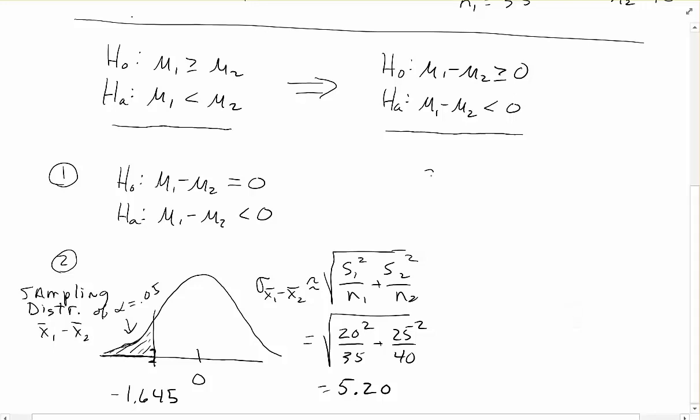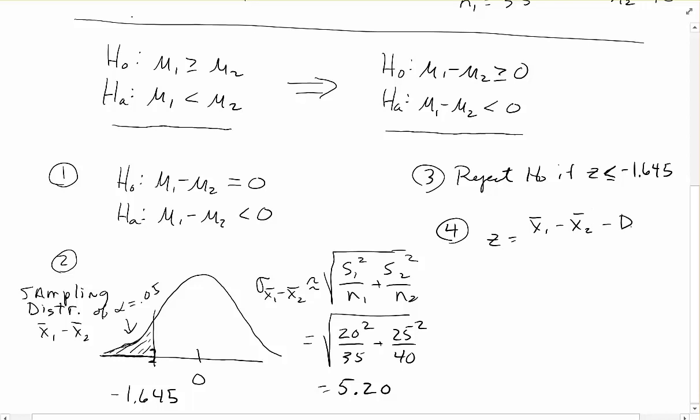So I can write a rejection rule. I could say reject H sub 0 if z is less than or equal to negative 1.645. And what z am I talking about? I'm talking about the test statistic. In this case, the formula for that would be x1 bar minus x2 bar minus d sub 0, in other words, what I'm testing against, divided by the standard error, in this case, using the sample standard deviations. So I'm going to plug values into that.